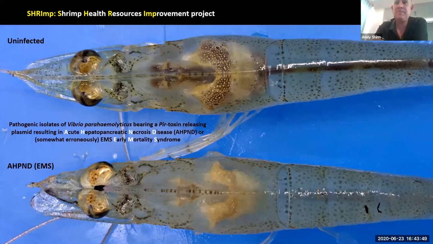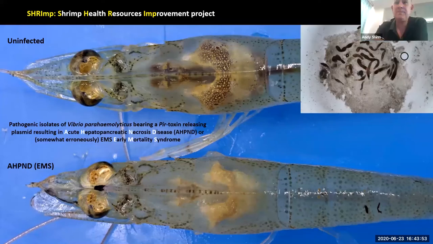by Vibrio infections. I'm also going to talk in the next couple of slides about EHP, this microsporidium, just to show you a few images of how they look here. They also infect the hepatopancreas. And of course, I want to talk very quickly about white spot virus as well through this project that we're running at the moment.